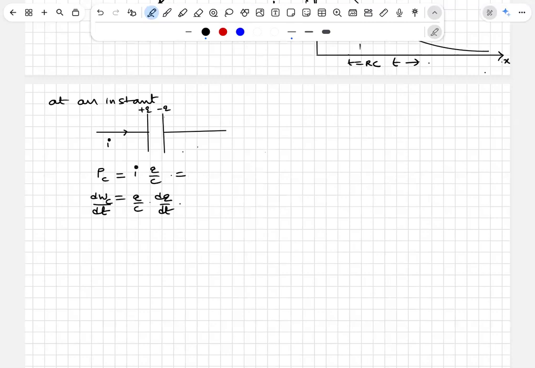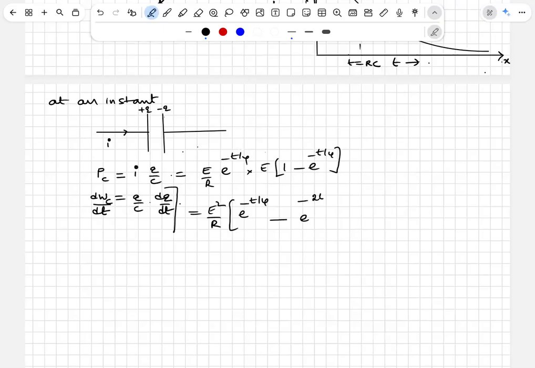And you know clearly both functions. I is E by R times e to the power of minus t by tau, times 1 by C times Q, where Q by C is nothing but E times (1 minus e to the power of minus t by tau). Now, you take the same thing: it's E squared by R times (e to the power of minus t by tau minus e to the power of minus 2t by tau).